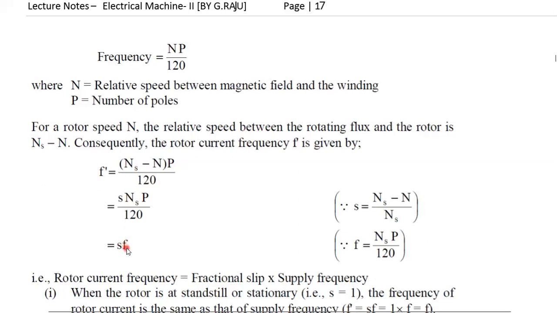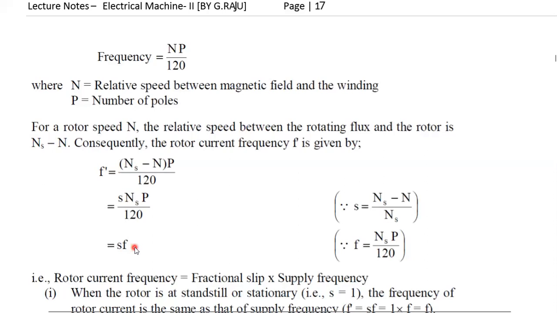fr is equal to s times fs. fs, f suffix s, is called the stator frequency, and fr is equal to slip times the stator frequency. Understood? The rotor current frequency f' is equal to the slip times the stator frequency f. Rotor frequency is equal to slip times the stator frequency. Understood? f' is equal to s into f.